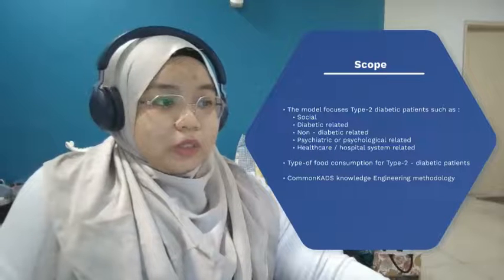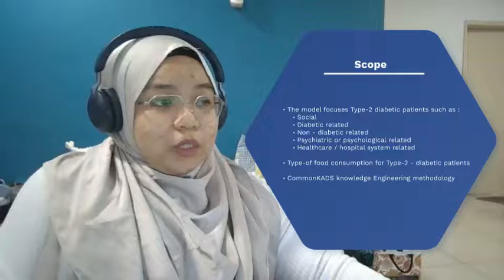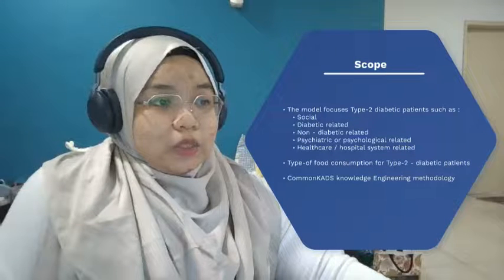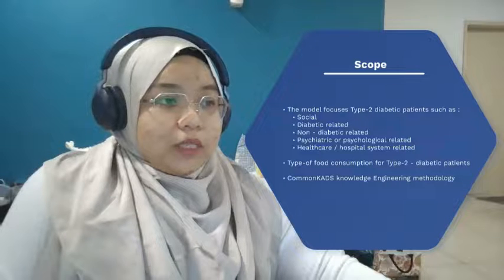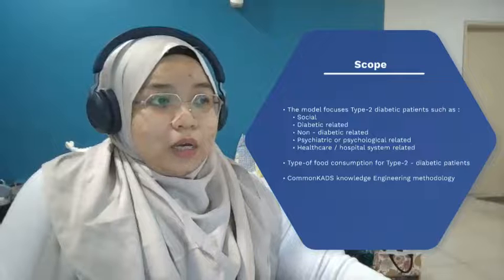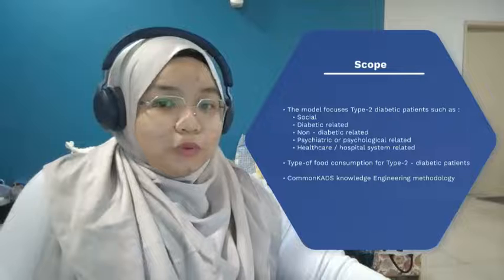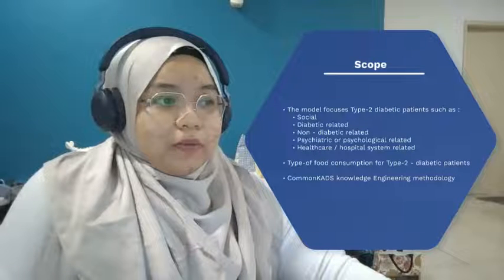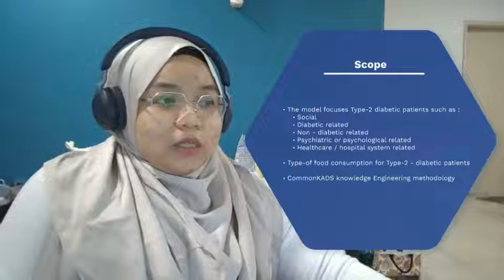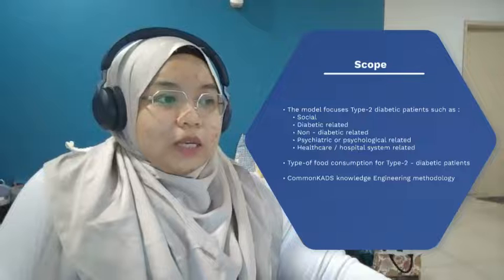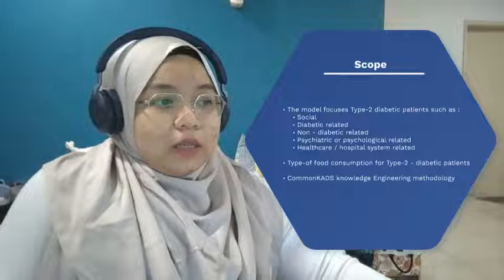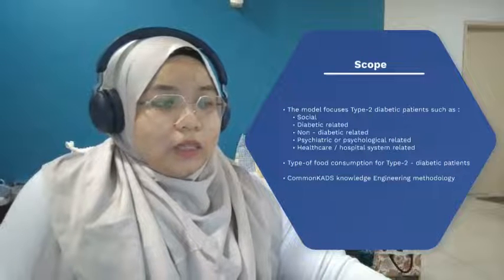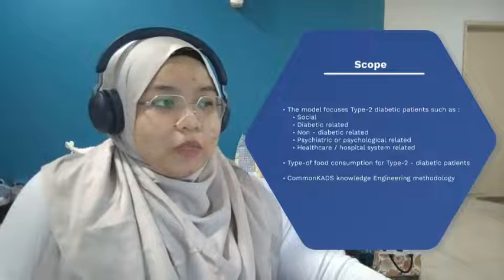So for the scope, the scope of this model is focused on the type 2 diabetic patient, such as the social: the age, the gender, the weight, the lifestyle. Diabetic related, such as how many years or the duration of the type 2 diabetes, and diabetic related complications. Non-diabetic related, such as if the patient has other serious disease such as hypertension, kidney disease, and then psychiatric related such as depression, health related or personal issues, and healthcare cover from the type of the healthcare provider, or how many times they went to emergency.